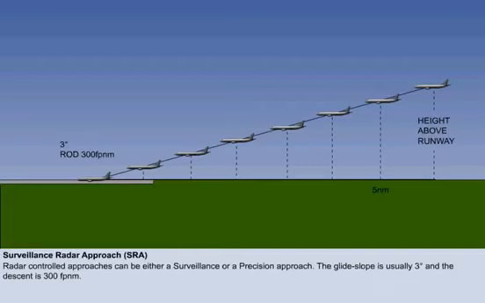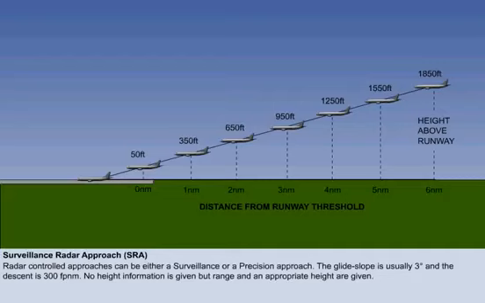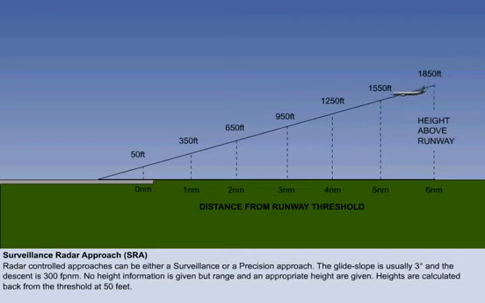The glide slope is usually 3 degrees, which equates to a descent of roughly 300 feet per nautical mile. The surveillance radar gives no height information, but the controller passes ranges from touchdown and checks heights for the glide slope. The pilot can adjust his rate of descent accordingly. The heights are worked backwards from 50 feet above the threshold, which is the reference point.